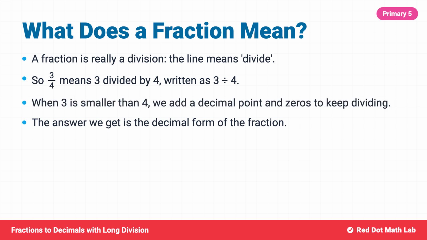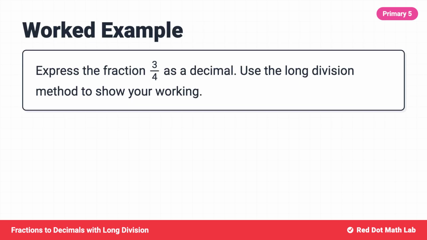Now 3 is smaller than 4, so we can't divide it directly. Don't worry. We simply add a decimal point and some zeros, and then we keep dividing. The answer we get is the decimal form of the fraction. Easy, right? Here is our question. Express the fraction 3/4 as a decimal. We must use the long division method to show our working.